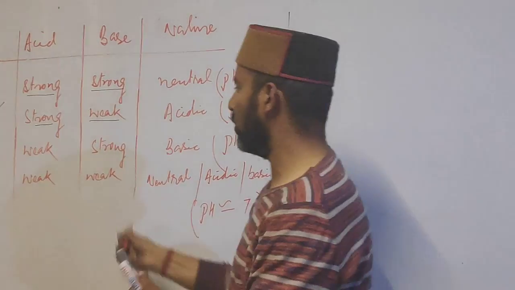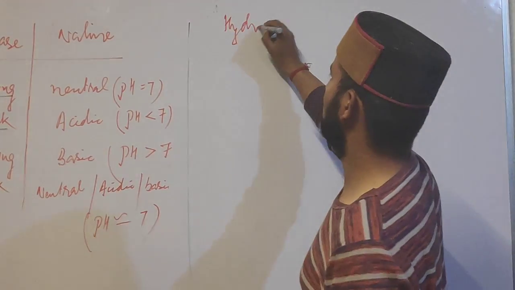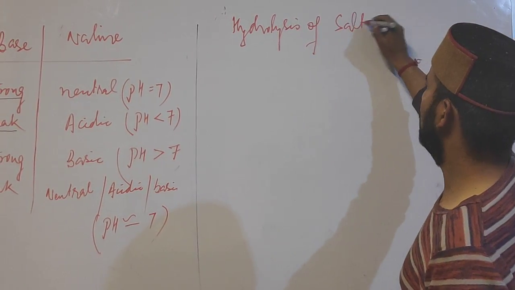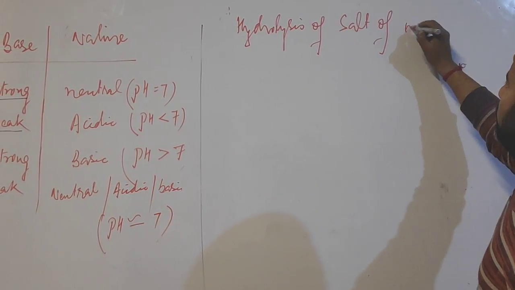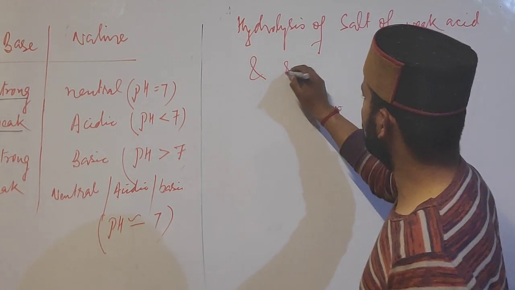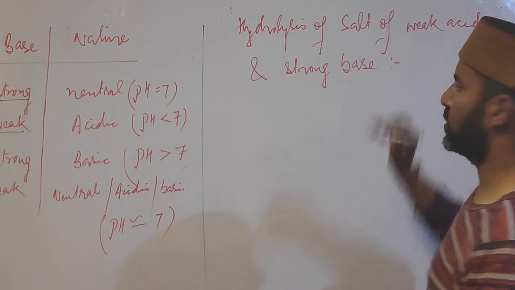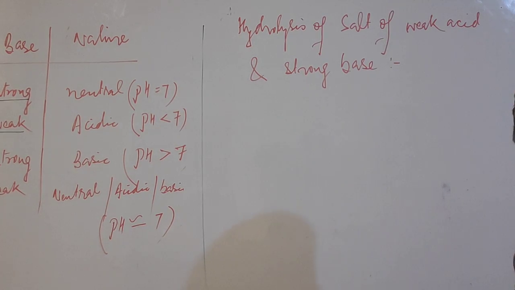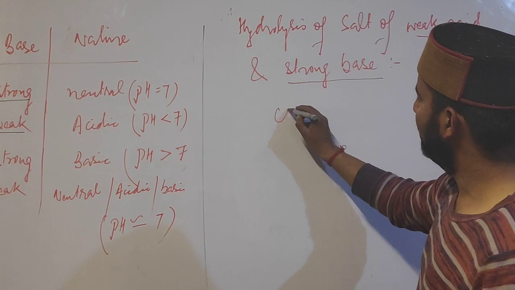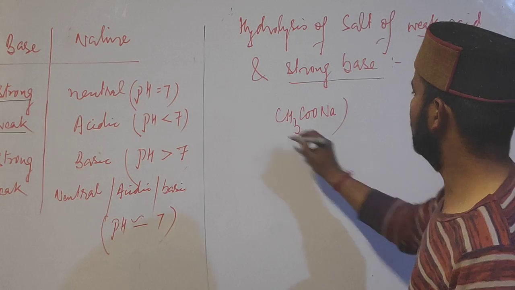So we have a salt of weak acid and strong base. So this is hydrolysis of salt of weak acid and strong base. Now again students, think of a salt which is of weak acid and strong base. I think this sodium acetate will do.